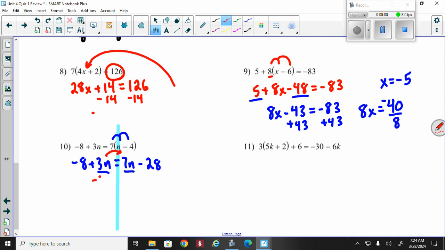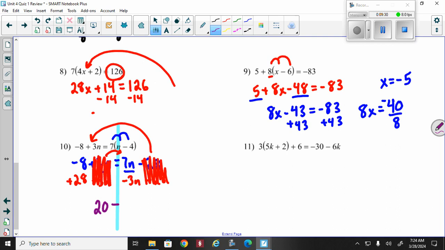So I'm going to subtract 3n, subtract 3n. This cancels out. Which means the negative 28 needs to go over here. So I'm going to add 28, which means all of this goes away. All right. So now I just combine what's on each side. So this ends up being 20 is equal to positive 4n. Divide by 4, n is equal to 5.